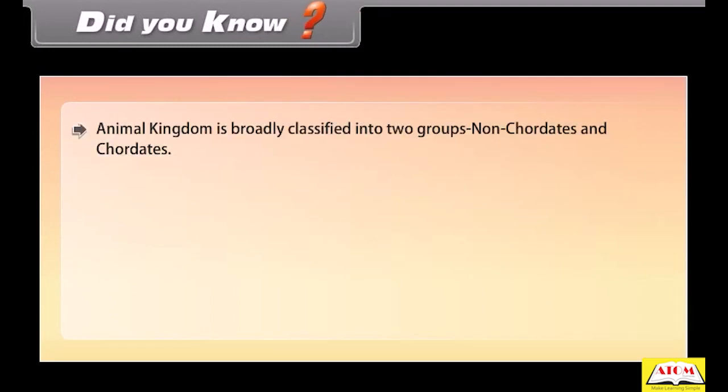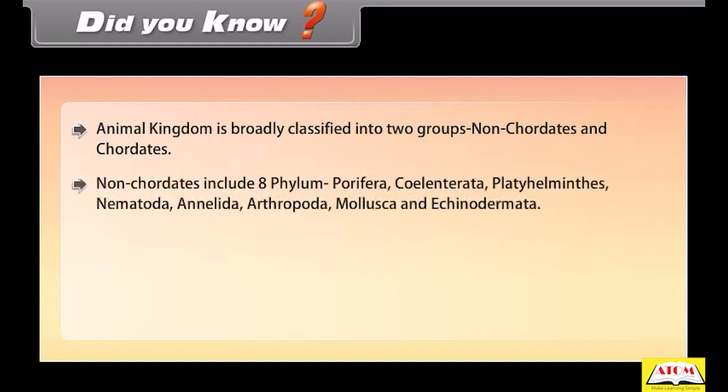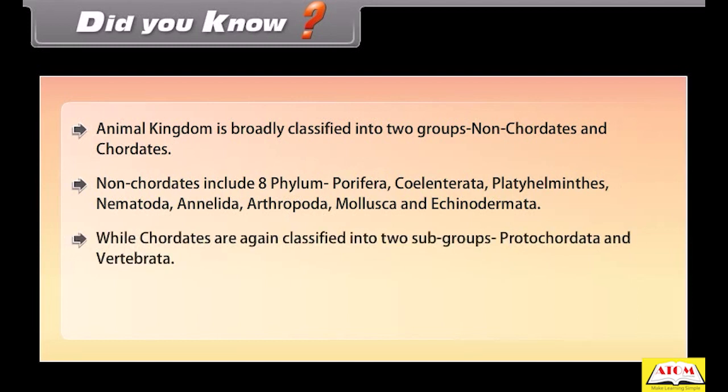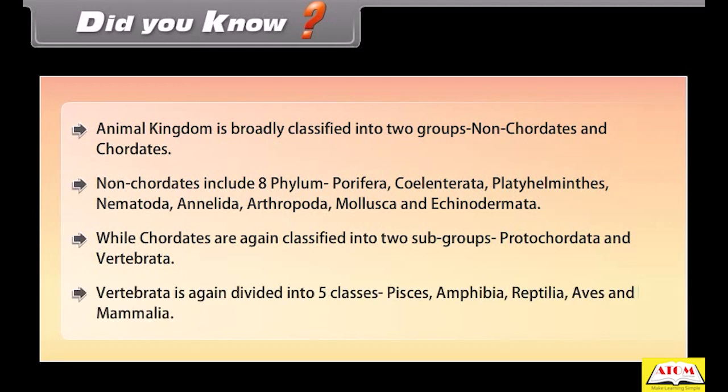Did you know the animal kingdom is broadly classified into two groups? Non-chordates and chordates. Non-chordates include 8 phyla: Porifera, Coelenterata, Platyhelminthes, Nematoda, Annelida, Arthropoda, Mollusca, and Echinodermata. While chordates are again classified into two subgroups, Protochordata and Vertebrata. Vertebrata is again divided into 5 classes: Pisces, Amphibia, Reptilia, Aves, and Mammalia.